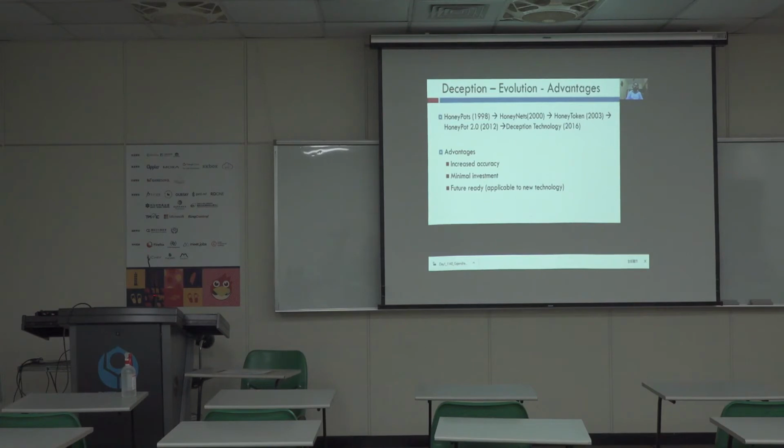When somebody steals the records, they are also stealing this honey token. So when this is stolen, it sends a message to the system administrator saying that the data has been stolen and how it has been stolen. Okay, so it helps in the investigation of the stealing of the records.